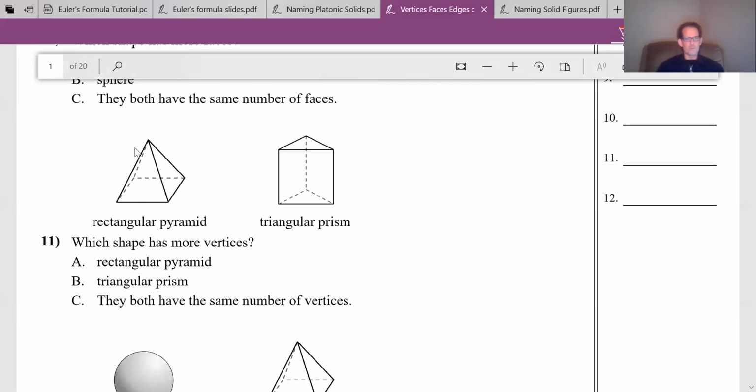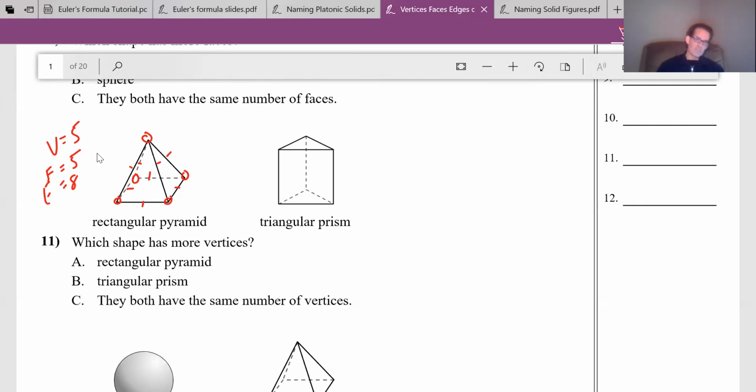I can use Euler's formula for a square pyramid. So I have 1, 2, 3, 4, 5 vertices. Okay? Now the bottom of it counts as a face. So I have 4 faces going around it plus the bottom, which is 5. Faces equals 5. Now if I wanted to look at edges, I have 4 edges on the bottom down here, and then I have 4 edges going around it. You can barely see that one there. So for edges, I have 8.